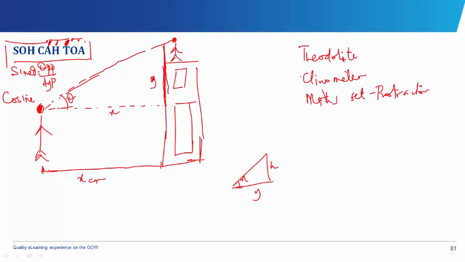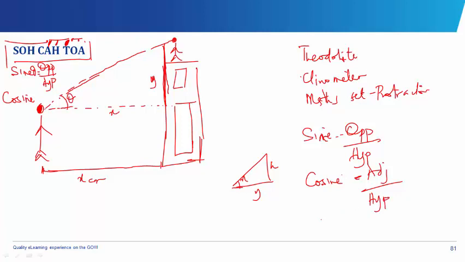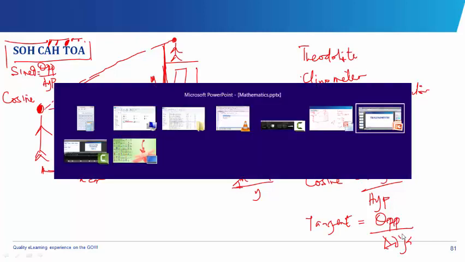opposite over adjacent. So let me write it this way: sine equals, that is SOH, opposite over the hypotenuse. Then CAH, which is cosine, is the same thing as adjacent divided by the hypotenuse. Then the tangent equals opposite all over the adjacent. Now, anytime you open your calculator, you always see this.